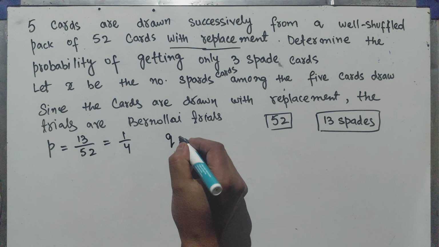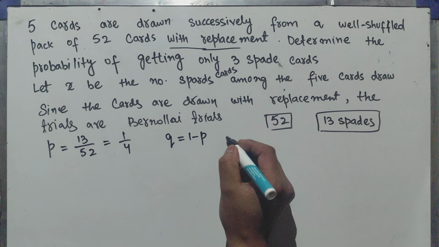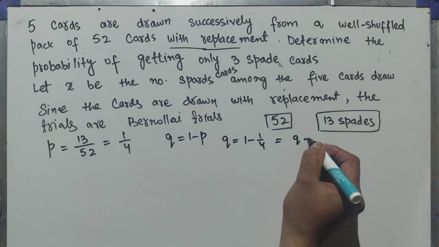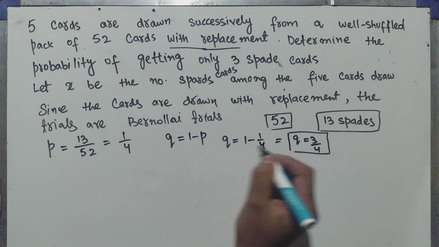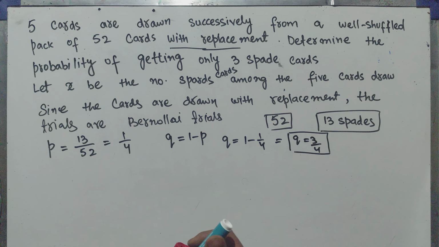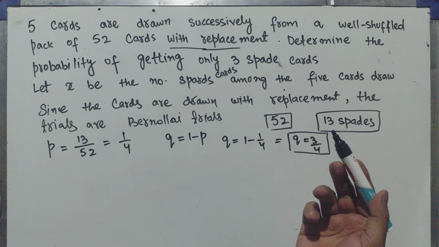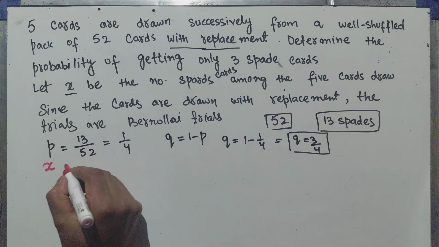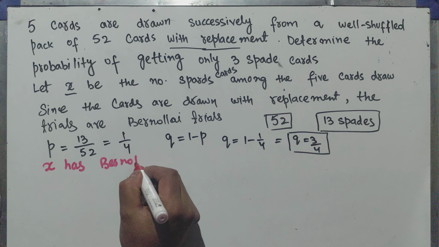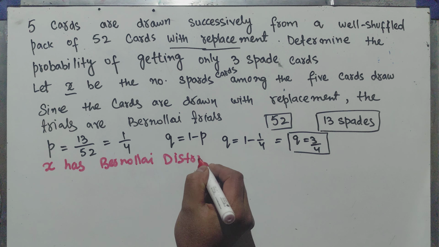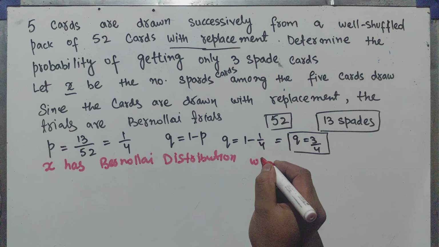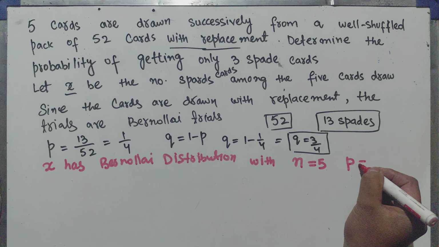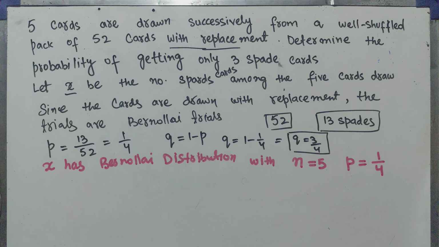Similarly, the probability of not getting a spade is equal to 1 minus the probability of getting a spade. So Q will be equal to 1 minus 1/4, so Q is equal to 3/4. We need these two results because we have the Bernoulli trials here. So in this case X has a binomial distribution with n equal to 5, the number of cards, and the probability of getting a spade is 1/4, which we showed here.